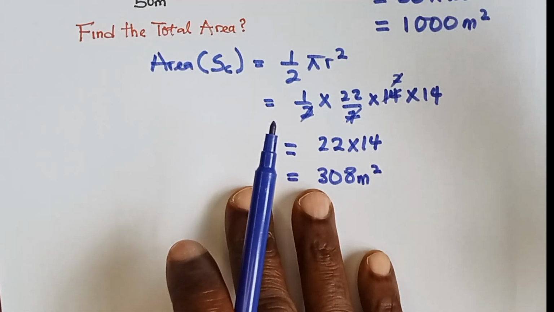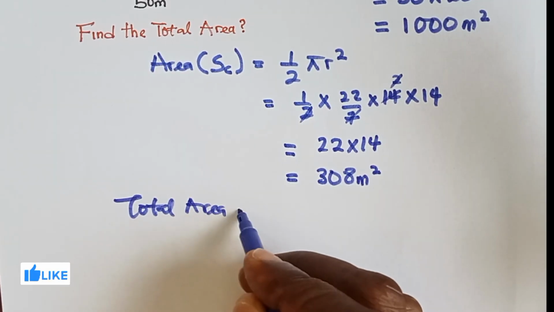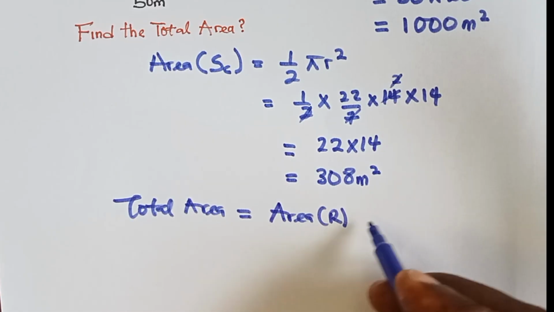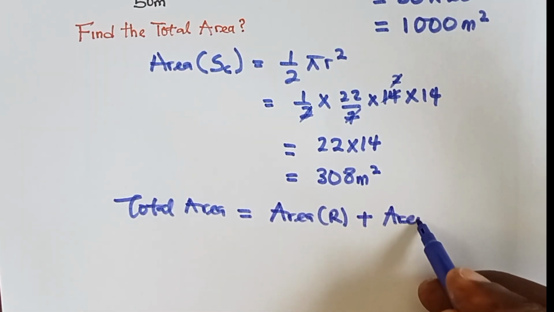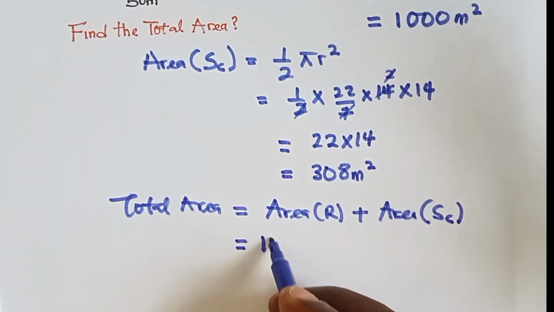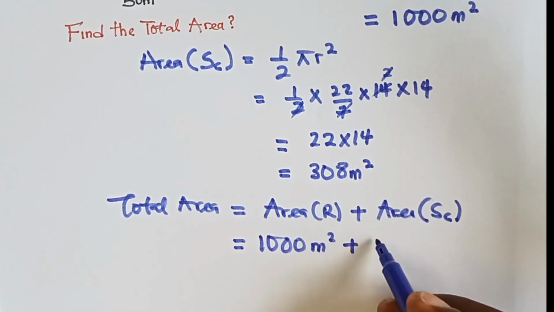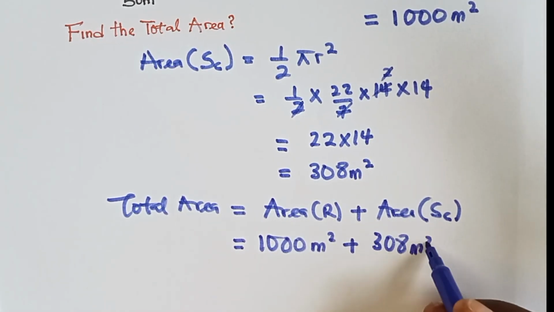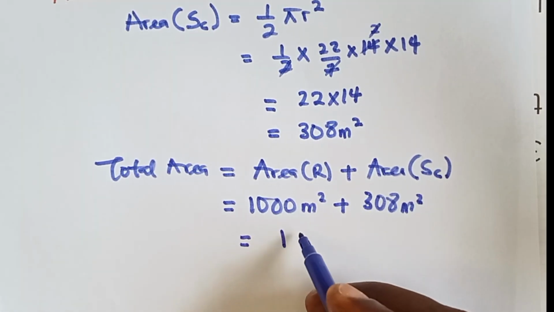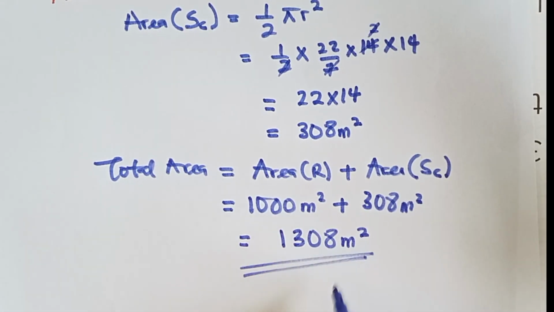So total area of the shape is equal to the area of the rectangle plus the area of the semicircle. All right, so what's the area of the rectangle? We got 1000 meters square. The area of the semicircle, we got 308 meters square. Now when we add the two together, the area of the shape is 1308 meters square. That is the area of the shape.